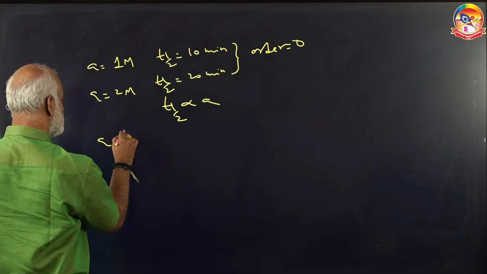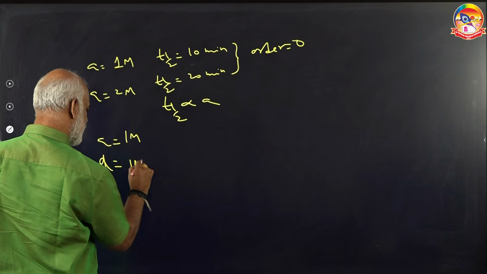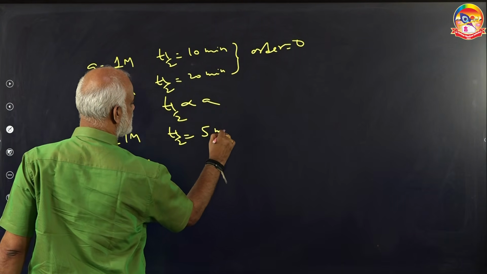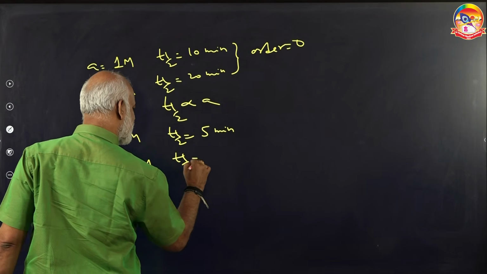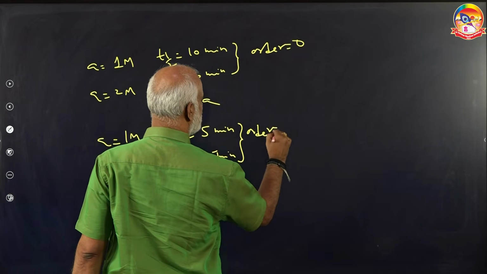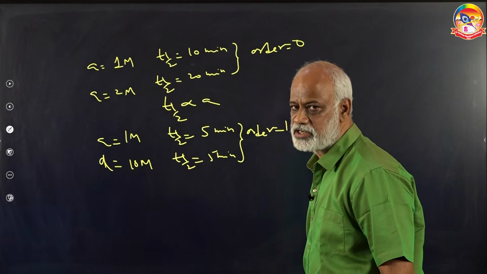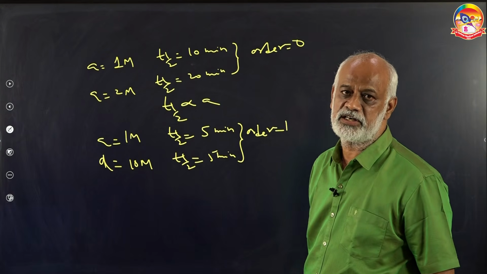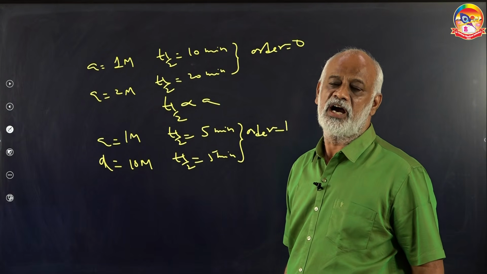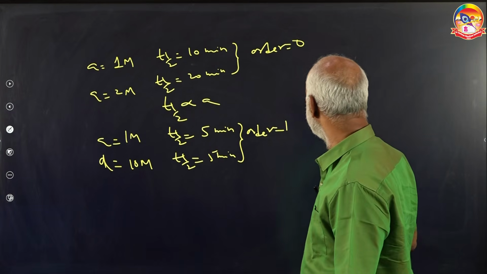Instead, A is equal to 1 molar and A is equal to 10 molar. T half initially is 5 minutes, now also it is still 5 minutes. Then what is order? Order is equal to 1. How did you do that? When I changed the initial concentration, T half did not change. Influence of initial concentration is not there on the half-life of the reaction, therefore it is a first order reaction.